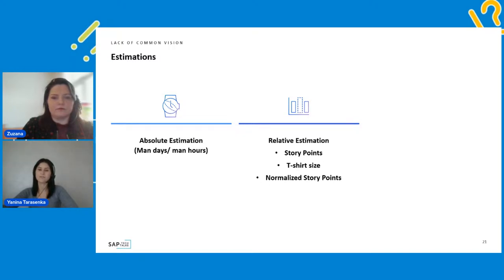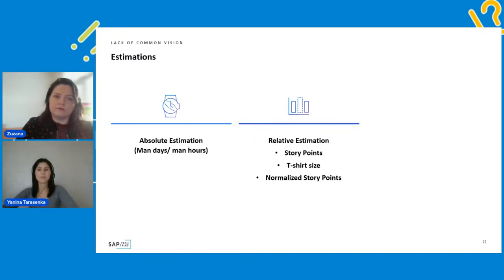We try to find a piece of work which would be equal to one, yeah, one only in our context. And after that, when estimating other, let's say, user stories, features, or anything else, we compare this new feature or user story with the baseline.